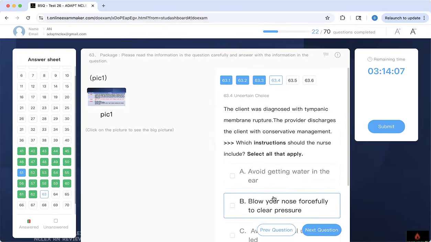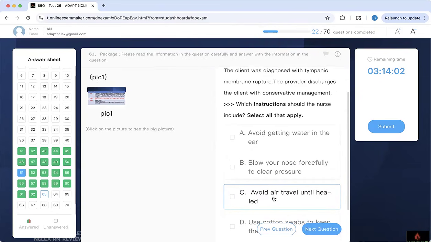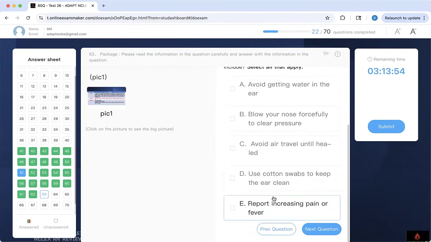The client was diagnosed with tympanic membrane rupture. The provider would discharge the client with conservative management because that's what you do. You do not need to do anything, just rest, hydration. Which instructions should the nurse include? Avoid getting water in your ear. Blow your nose forcefully to clear pressure. Avoid air travel until healed. Use cotton swab to keep your ear clean. Report increasing pain and fever.